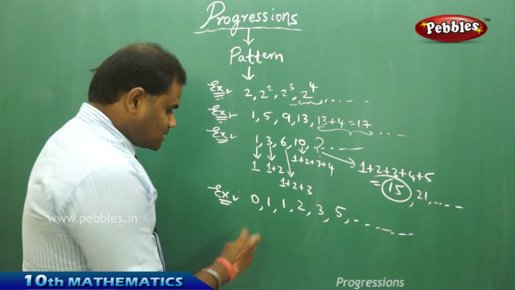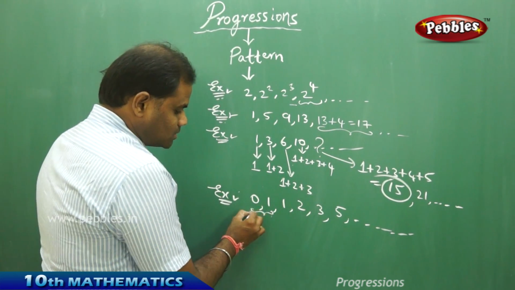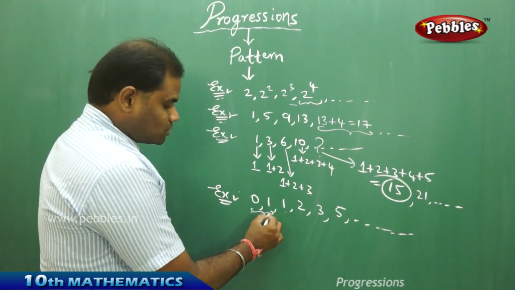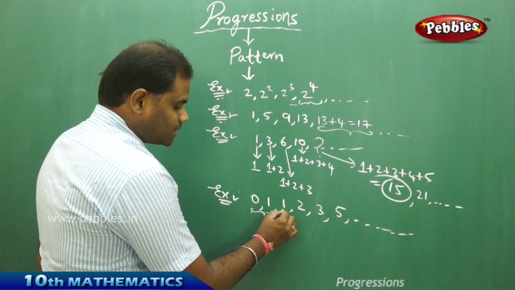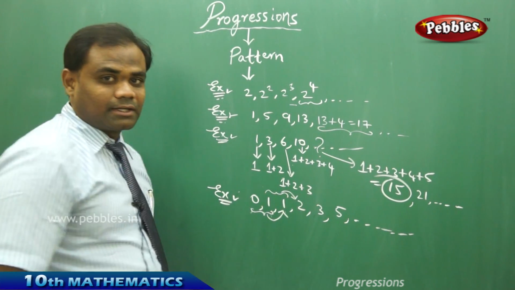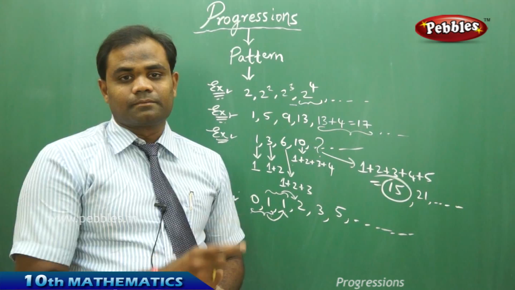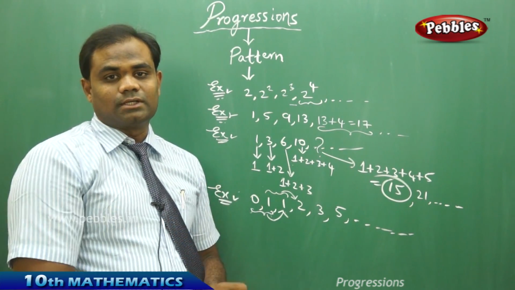So in this case, as I see here, when I take the first two terms and add the two terms, 0 plus 1 is 1. So when I add the first two terms, it gives me the next term. And when I add these two terms, it gives me the next term. That is, the next term is obtained by adding the previous two successive terms.